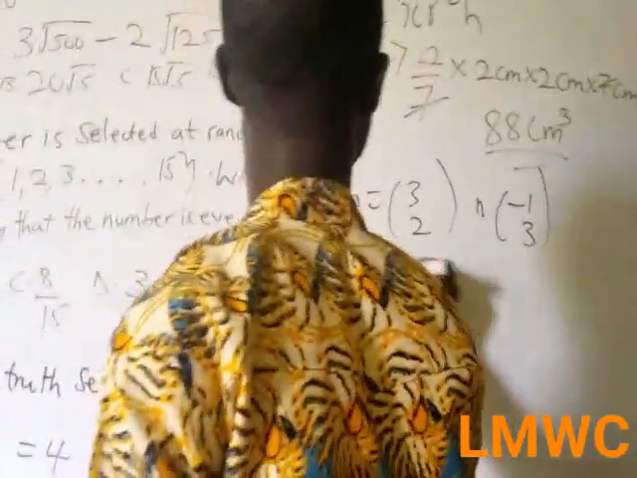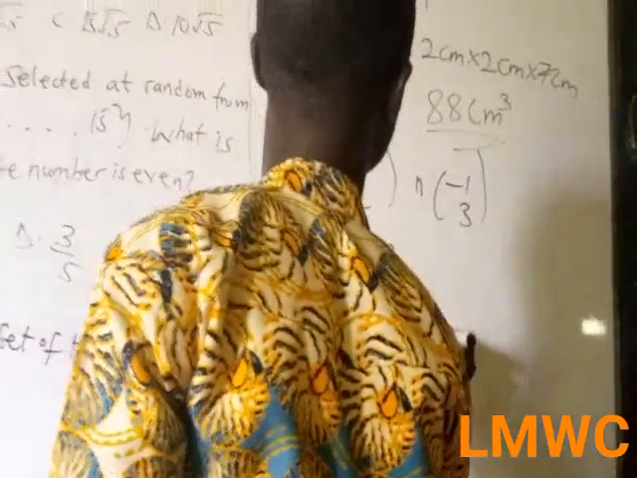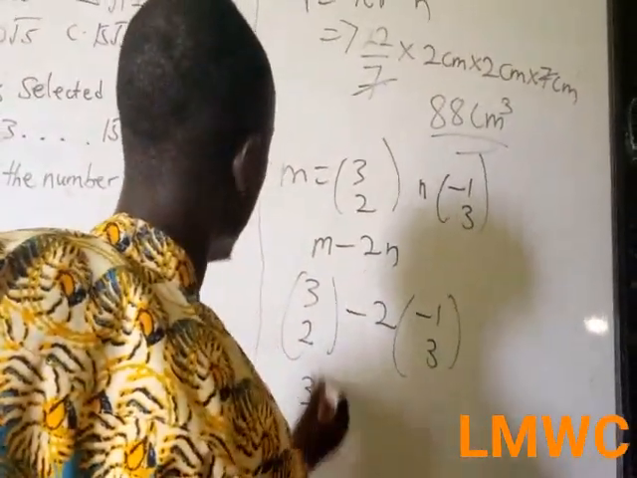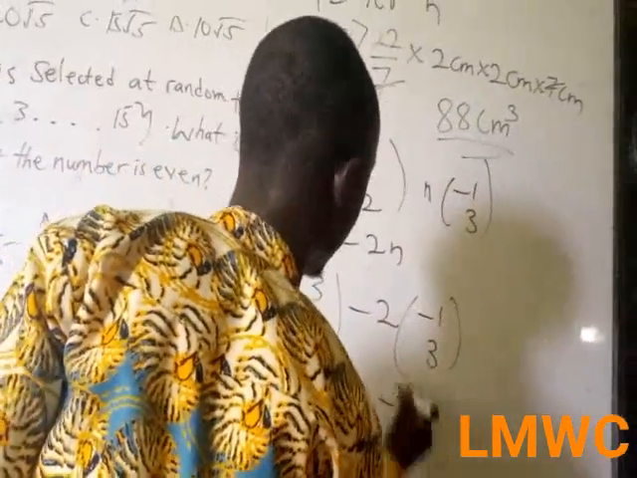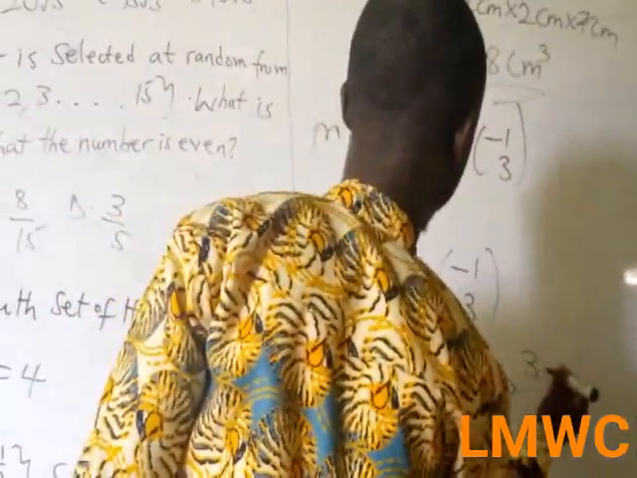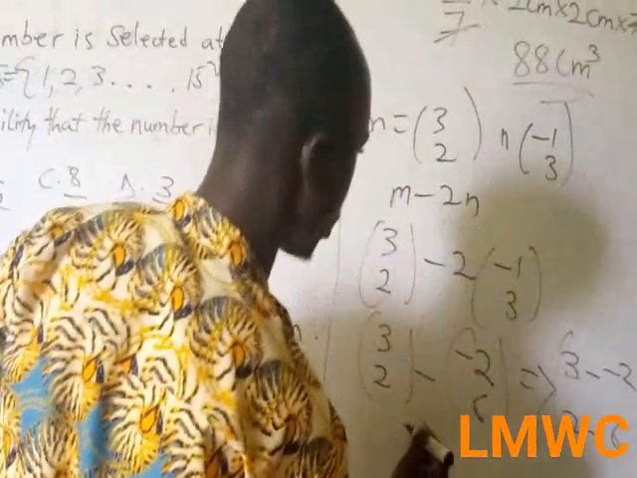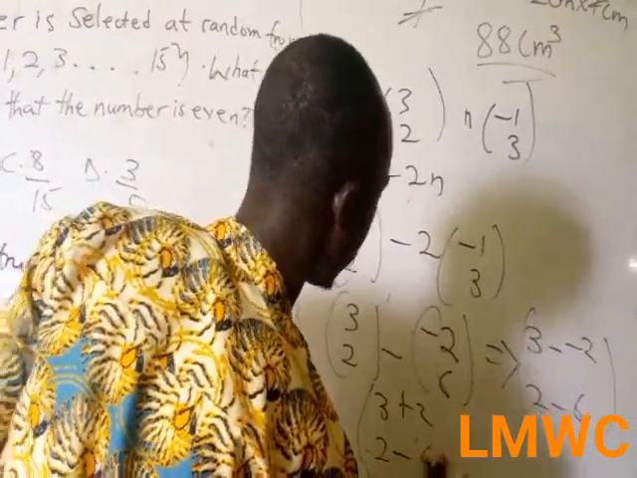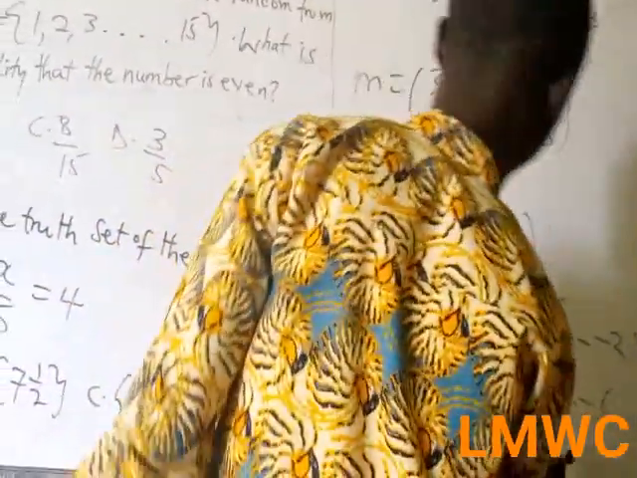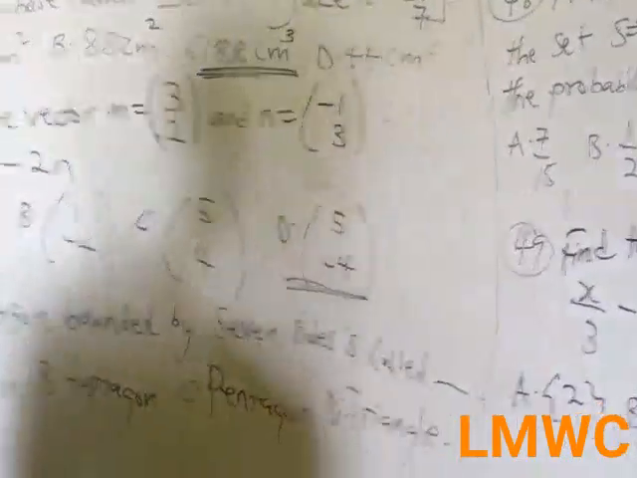So m minus 2n becomes (3, 2) minus 2 times n. What is n? (-1, 3). So (3, 2) minus 2 times -1 is -2, and 2 times 3 we have 6. So we have 3 minus -2, and 2 minus 6. Minus times minus becomes plus, so 3 plus 2 we have 5, and 2 minus 6 is -4. So our answer is (5, -4). D. We have D as our answer.